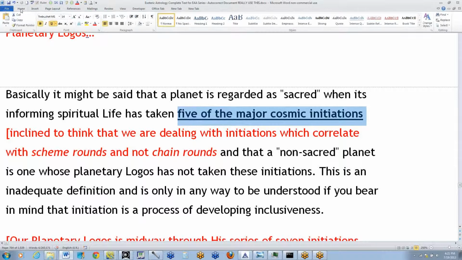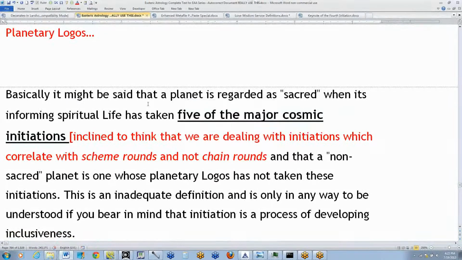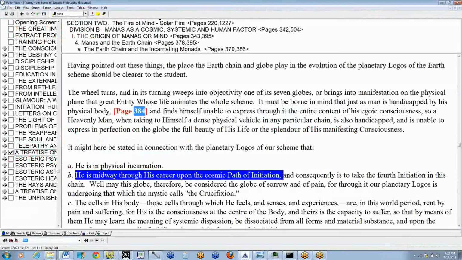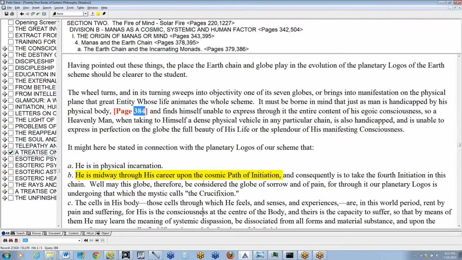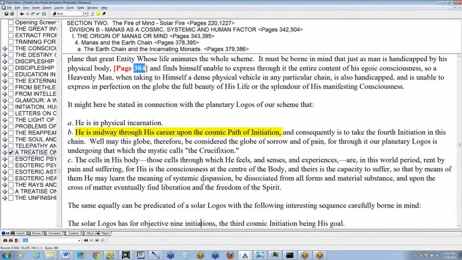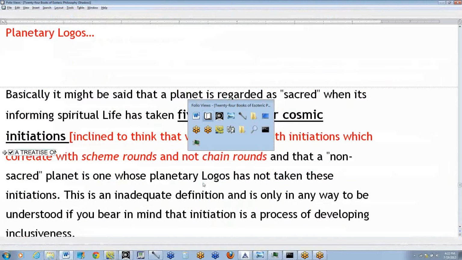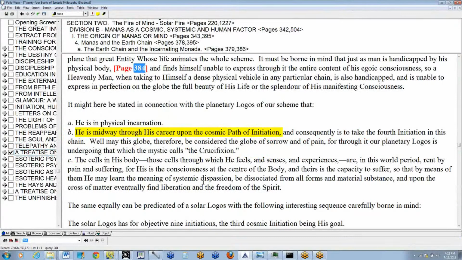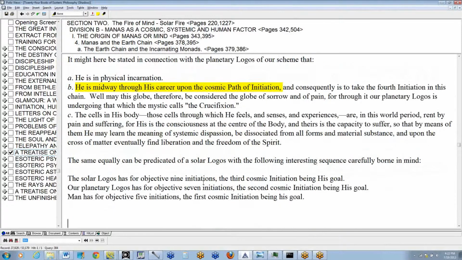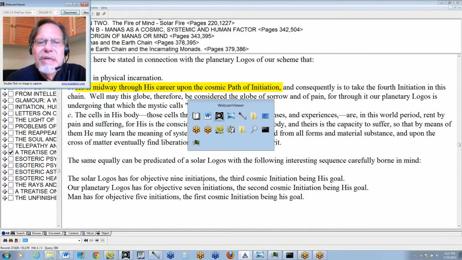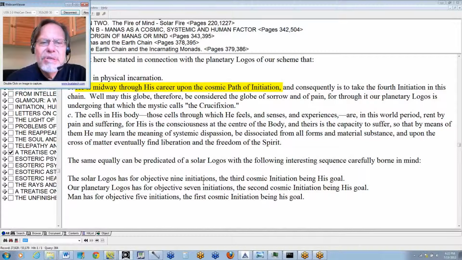because 5 major cosmic initiations does not sound exactly like the initiations on page 384, of which the crucifixion is the present one. We know that these cannot be the major cosmic initiations, that he cannot be involved in the 4th major cosmic initiation, because we have simply a cosmic initiation, not even called major, lying ahead. So it must be in a different series, right? DK is hinting at this series.